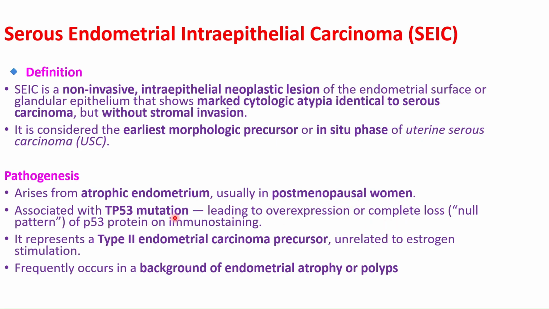TP53 mutation associated, showing either overexpression or complete loss, the null pattern, of p53 protein on IHC. It represents a type 2 endometrial carcinoma precursor and is unrelated to estrogen stimulation. In our previous video, we discussed atypical hyperplasia, which is associated with estrogen stimulation or an excessive estrogen response. Now, it frequently occurs in the background of endometrial atrophy or polyp.